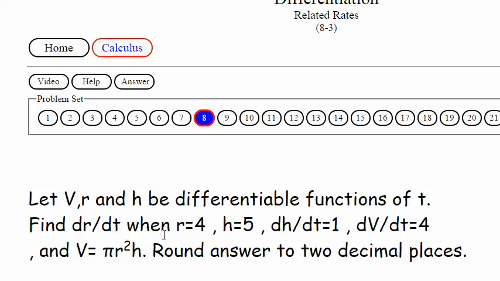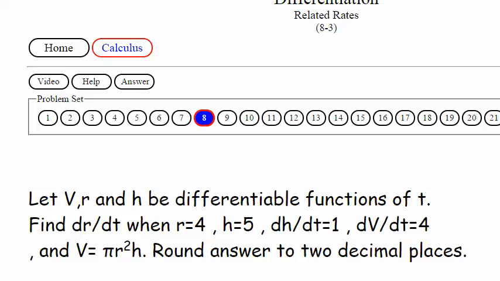Find dr over dt when r equals 5, h equals 5, dh over dt equals 1, dv over dt equals 4, and v is equal to pi r squared h. Round answer to 2 decimal places. So there's a lot going on here, but it's actually not that bad. So we want to find dr over dt.